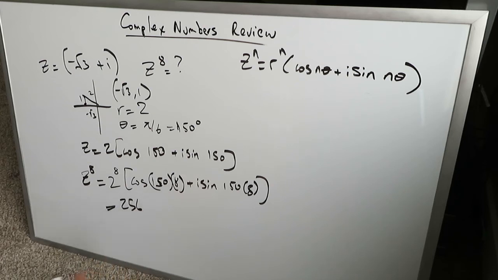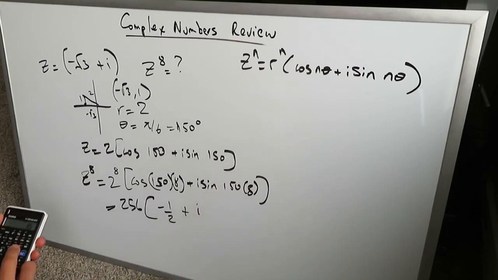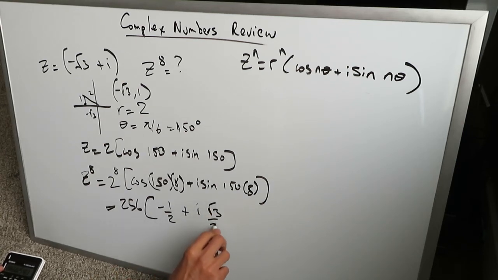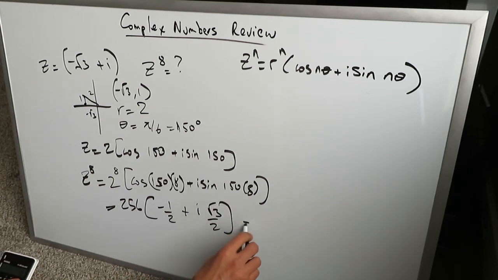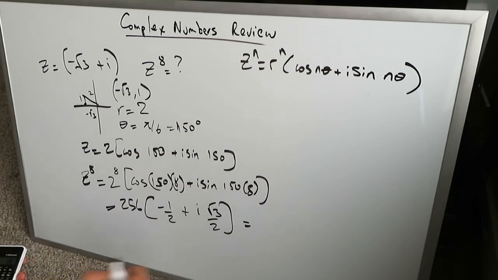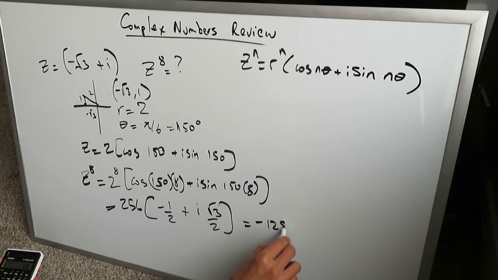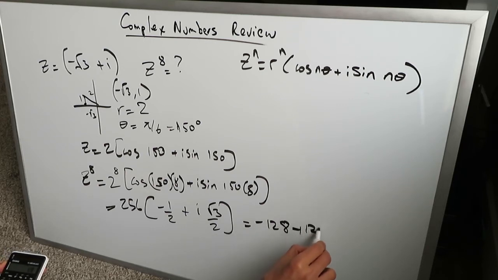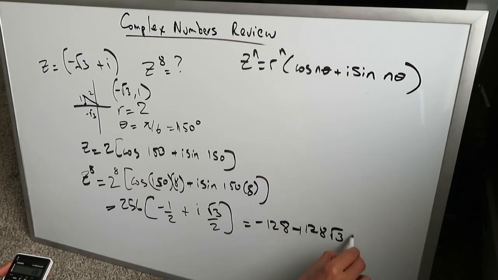256. What's 150 times 8? 150 times 8, cosine it, I get a minus 0.5, minus 1 over 2. Let's look over here, there's going to be a positive I. Second quadrant sine angles are always positive. 150 times 8, sine it, I get a root 3 over 2. Root 3 over 2. When you open all of this up, you end up with the following answer. You get a minus 128 plus 128 root 3 I.